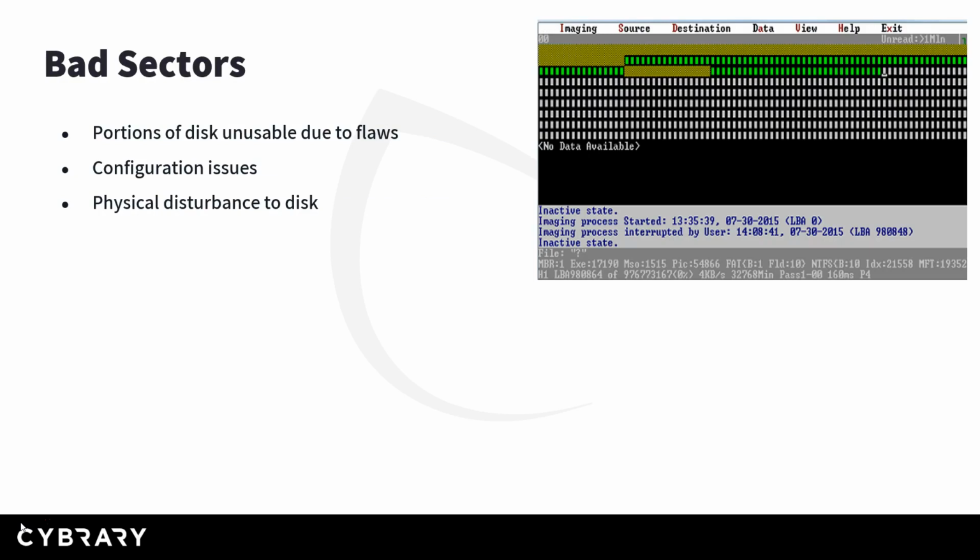So we also have things like bad sectors. Another topic that's in the official EC-Council material that might be on the exam. So basically this is as it sounds, right? It's portions of the disk that are unusable. Could be due to flaws. Generally it's caused by configuration issues, and could also be caused by physical disturbance to the actual disk.